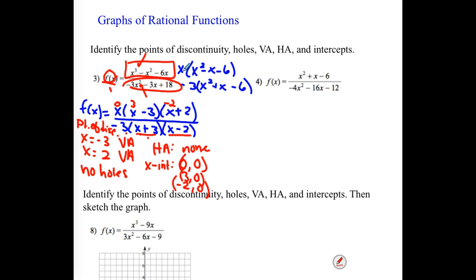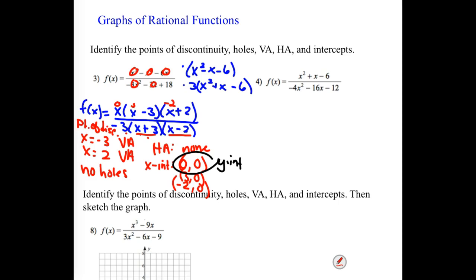When we go to find the y-intercept, now we are plugging zeros in for our x's. So if these all become zeros, I end up with 0 divided by 18, which is 0. This point right here, the origin, that's an x-intercept and a y-intercept, right? It's where they cross. So this is my y-intercept as well as my x-intercept. Okay?